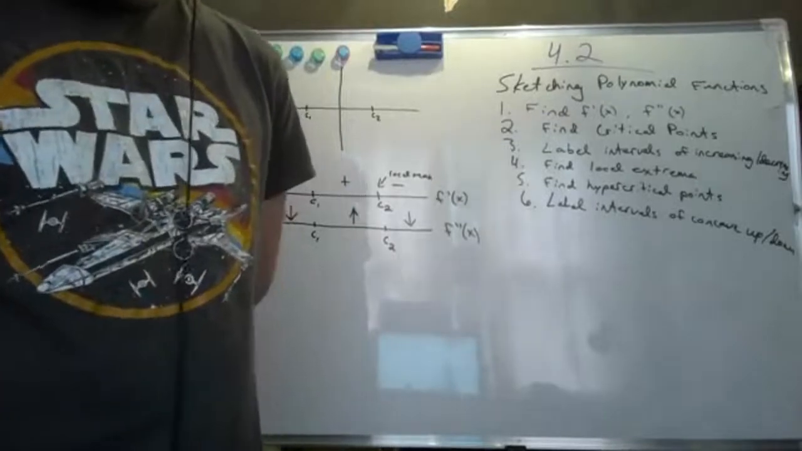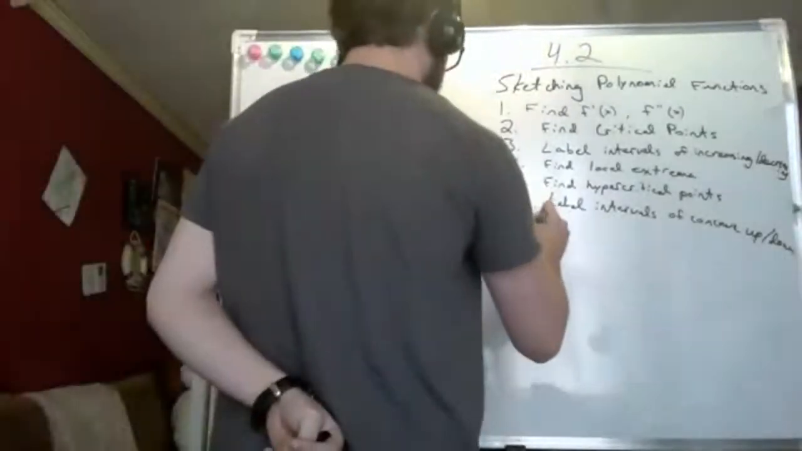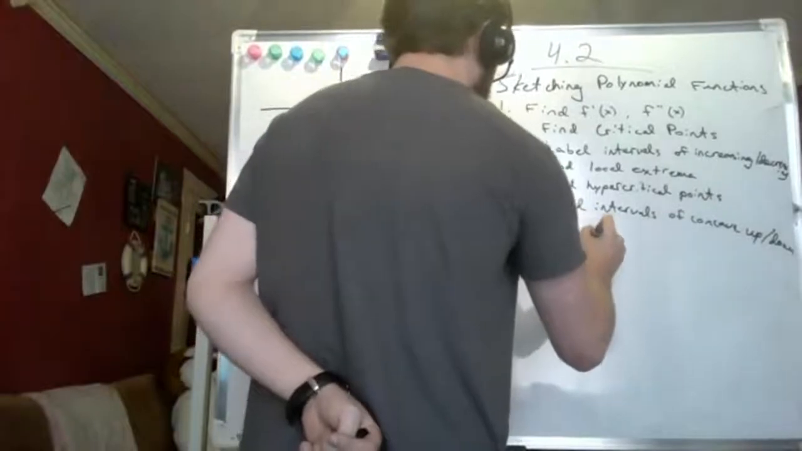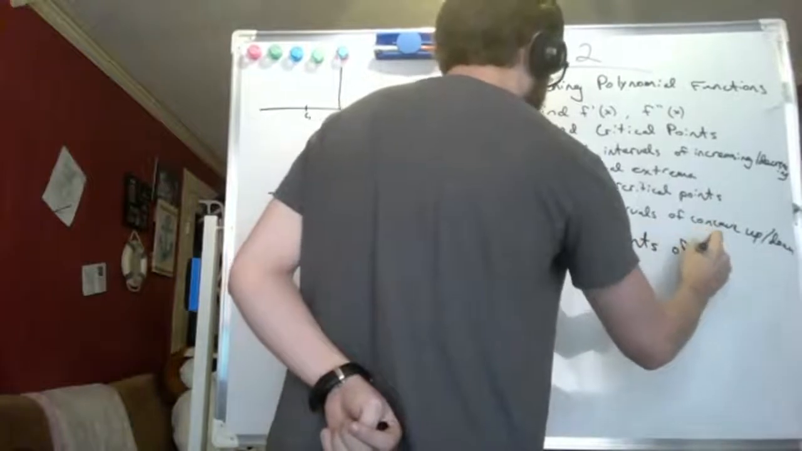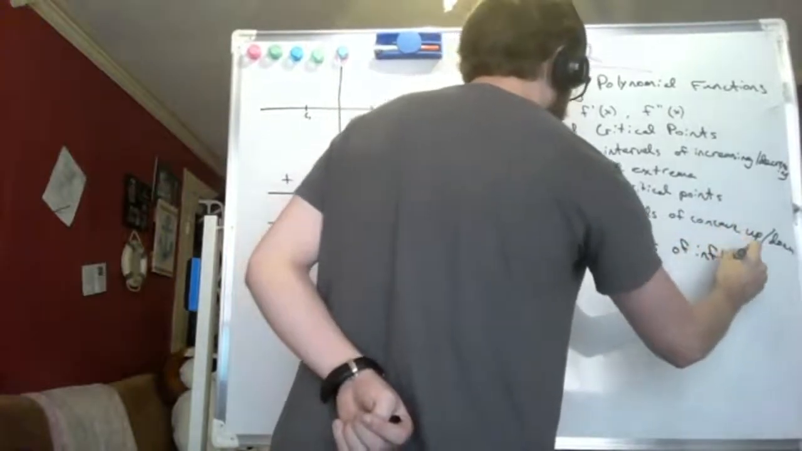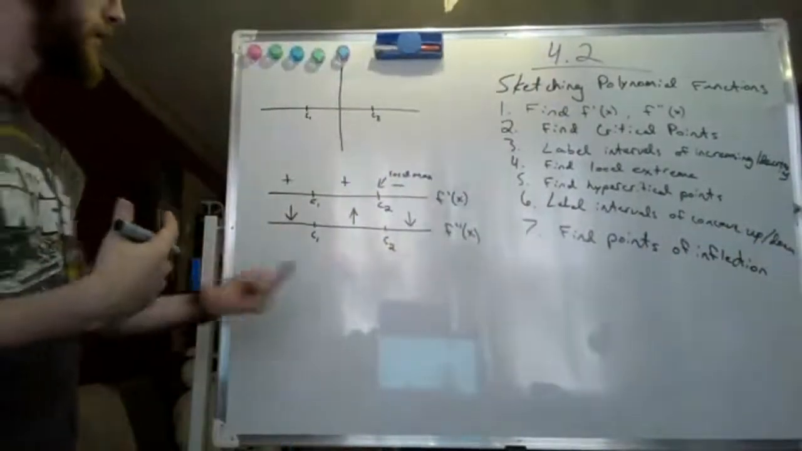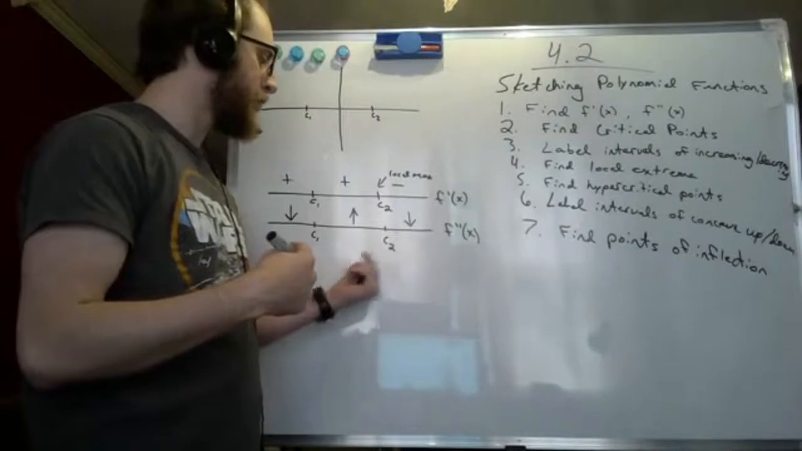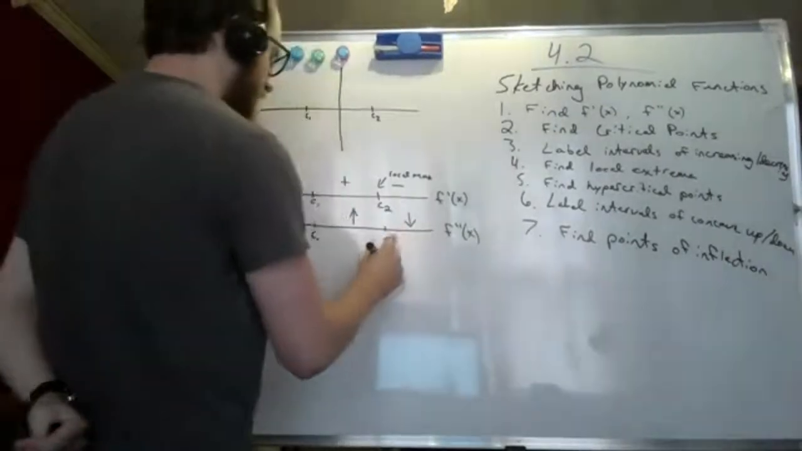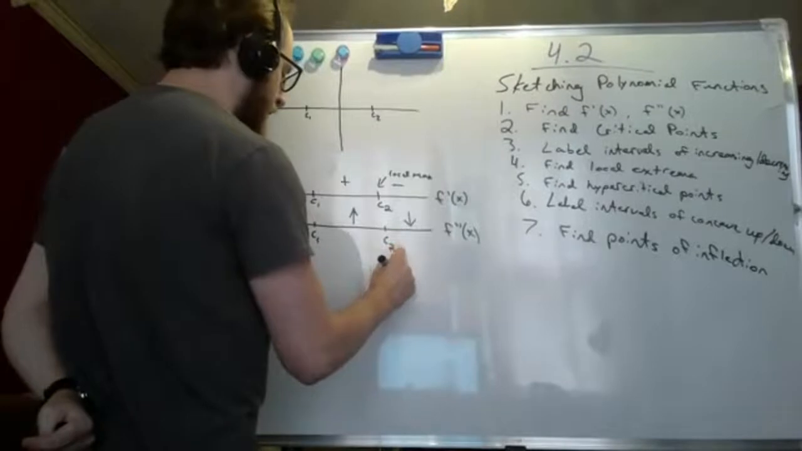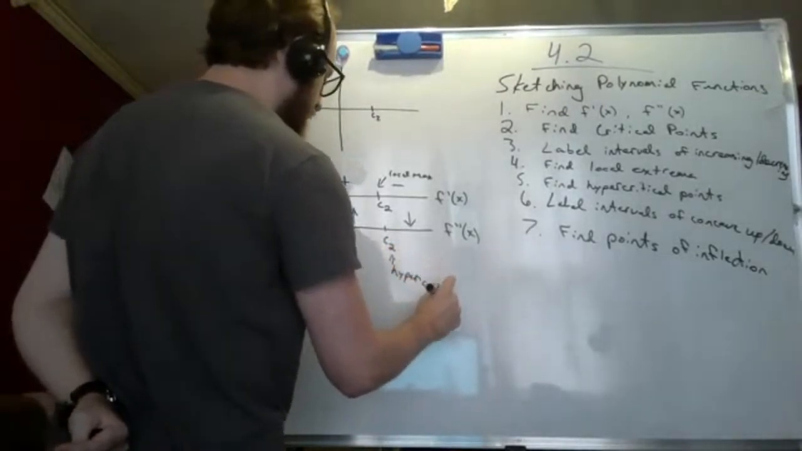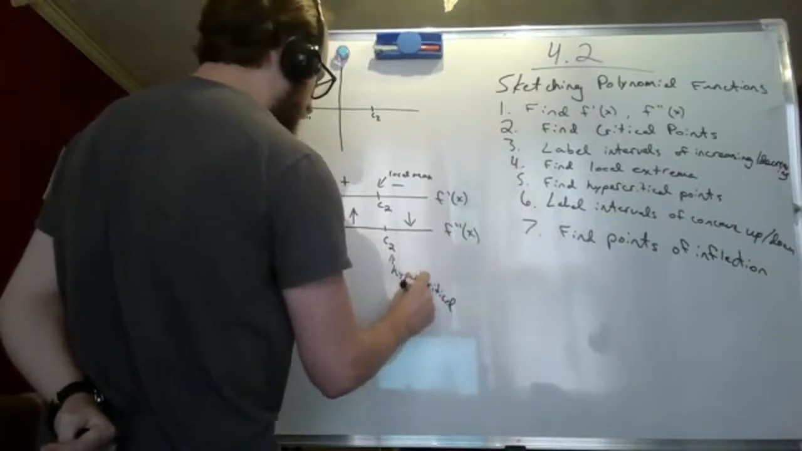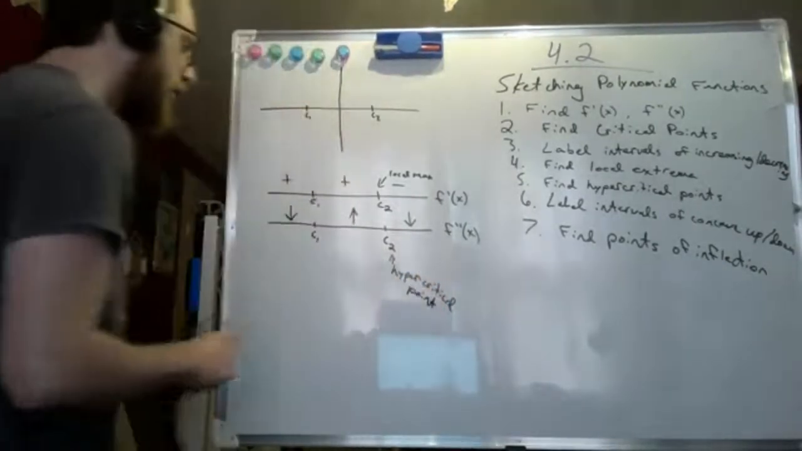So what's next? Find points of inflection. So just as with the first derivative, if you find places where the positive negative flips to either side of a hypercritical point, then again, as we've discussed previously, that's a hypercritical point. It's a place where the concavity changes signs. So hypercritical point. Okay, so far so good.